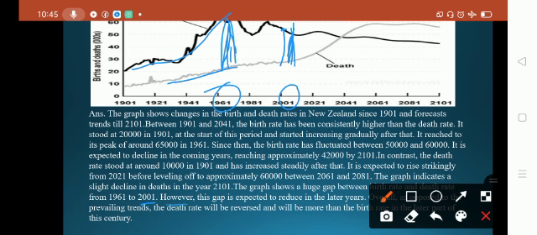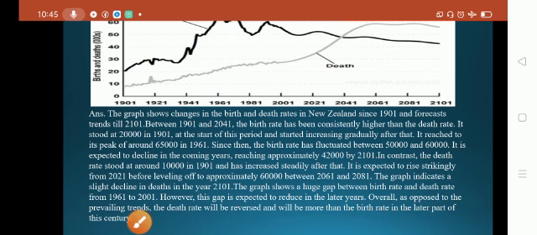However, this gap is expected to reduce in the later years. Now we can see it is going to reduce in the later years. Even it is going to reverse. This is the point. So it is going to reverse. Deaths are going to be higher and birth rates are going to be less. Overall, as opposed to the prevailing trends, the death rate will be reversed and will be more than the birth rate in the later part of this century.